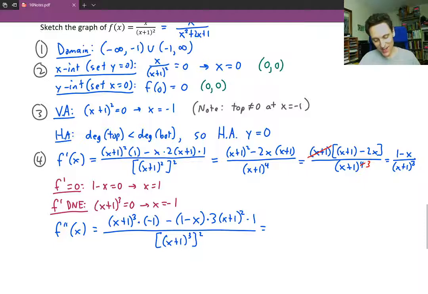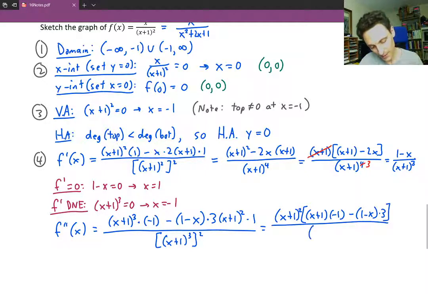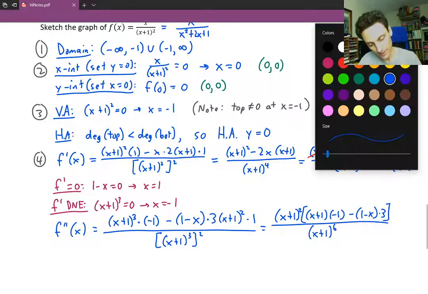Okay. So here we have a common x plus 1 squared that we can pull out from both the first term and the second term, even before we simplify. Let's go ahead and do that right away. X plus 1 squared, there's going to be an x plus 1 left over from the first term along with a negative 1 factor. And we have minus 1 minus x times 3, and that's it from the second term. And on the bottom, we've got x plus 1 to the 3 times 2, which is 6.